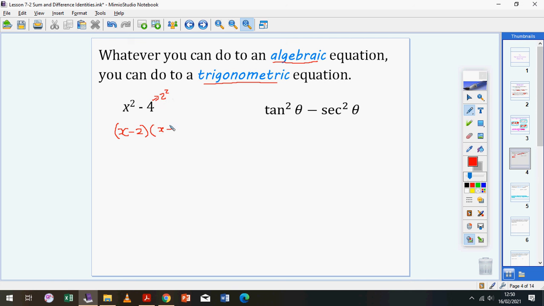And I also see a difference of squares here. Just think of this as your x and think of this as your 2. So then that's going to be tan theta minus secant theta, close brackets, open brackets, tan theta plus secant theta. So whatever you can do to an algebraic equation also applies to a trig equation. And a lot of the work that we're doing in this unit is going to be calling on your knowledge of algebra and simplifying expressions.